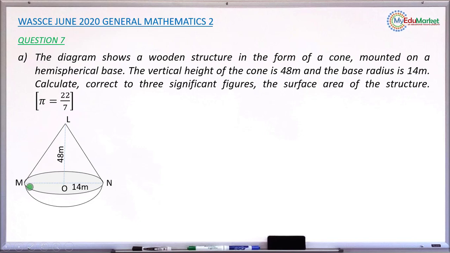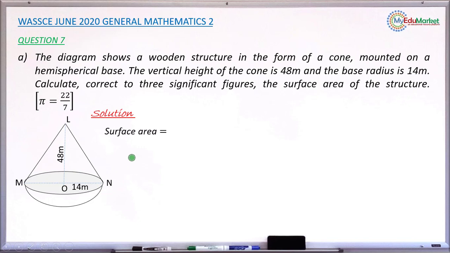This is a solid shape. We have to find its surface area. So let's attempt to answer this question. The value of pi to use is 22/7. Solution to this problem: what you do first is to go back to your drawing and analyze it completely. It is a cone on top of a hemisphere. Hemisphere simply refers to half of a sphere.